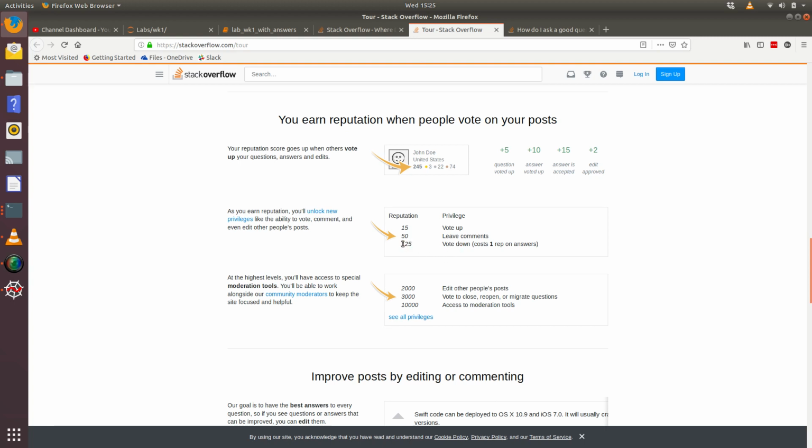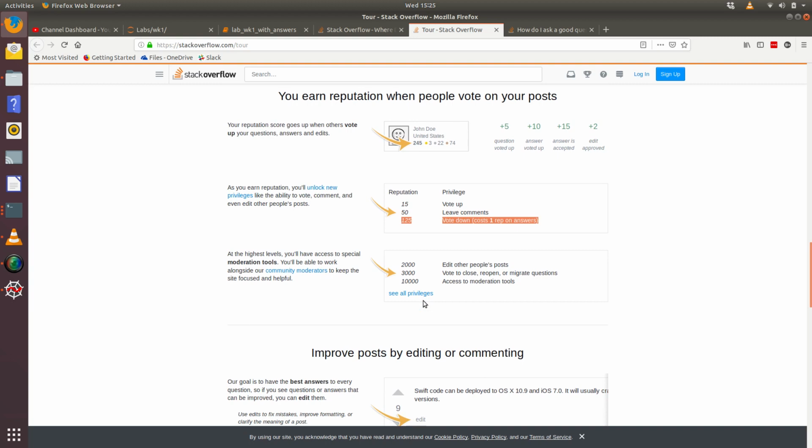You can also vote things down if you don't think they're good answers. You need a reputation of 125 to do that. So you start needing to get into being a serious user of this site before you can do it. What you'll see when you see people answering questions is they usually have very high reputations. And when that happens, that means they've unlocked some pretty interesting privileges. For example, with a reputation of 2000, they can edit other people's posts. If they don't think the question is very clear, they might improve the question. If they don't feel the answer is very good, they might improve the answer.